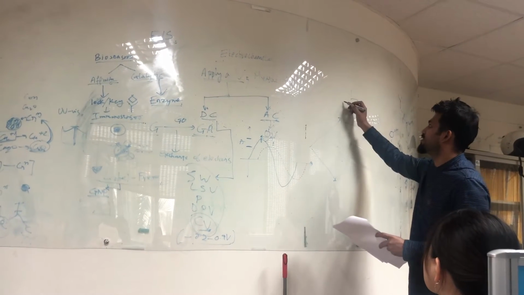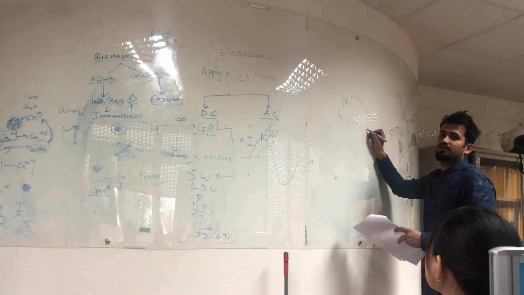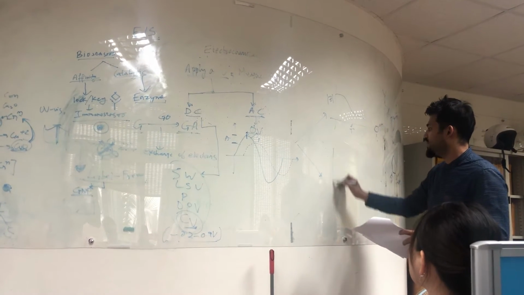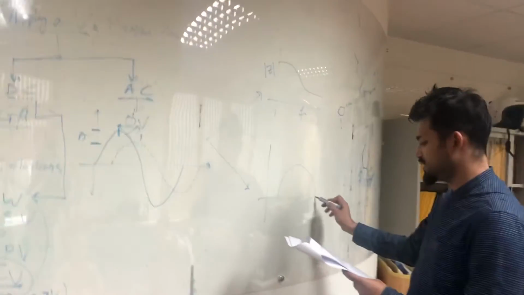What is here? Z. What is here? Frequency. And what is the other one? The Nyquist plot, right? I've shown over here what the Nyquist plot looks something like.